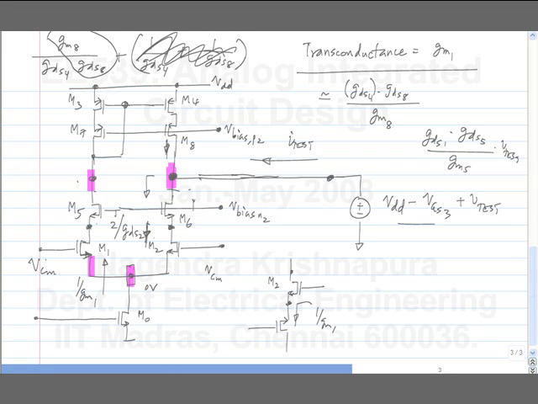Now, M6 is degenerated by 2 by GDS2. So what is the impedance looking down? 2 by GDS2 times GM6 by GDS6. In this case, I can neglect the other two terms because they will be smaller. Is this clear? If it's not, let me know. I'll repeat that.